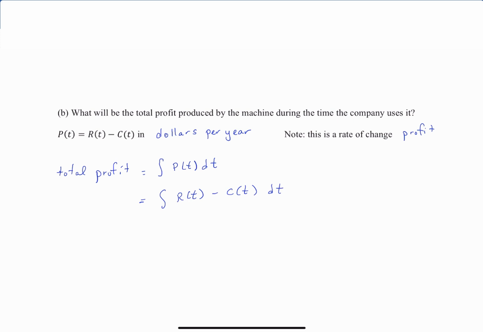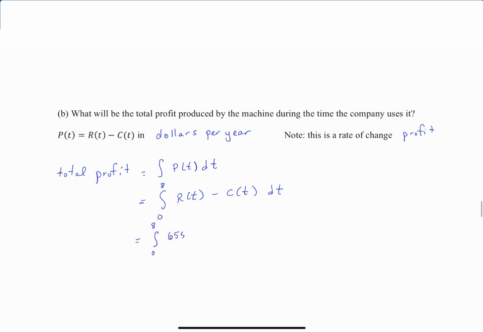What are our limits of integration? Well, it starts at the time of purchase, because that's when presumably the company starts using it, and it ends when the company stops using it, which we just said was in 8 years. Let's put in what our revenue and cost functions are. 655,000 minus 8,000 t squared minus the cost function, 15,000 plus 2,000 t squared, dt.